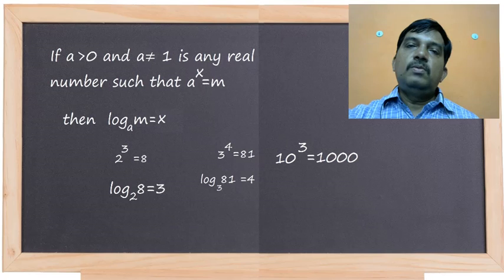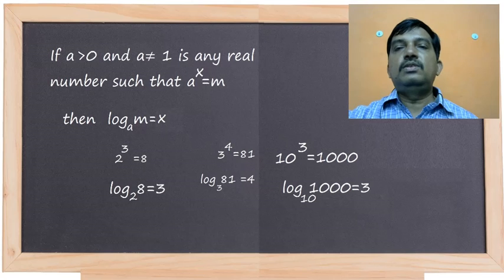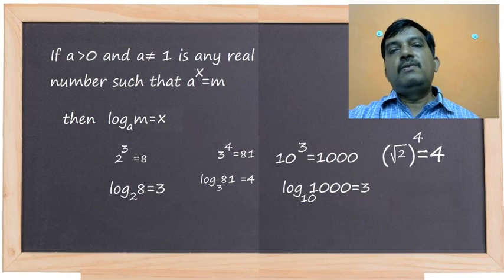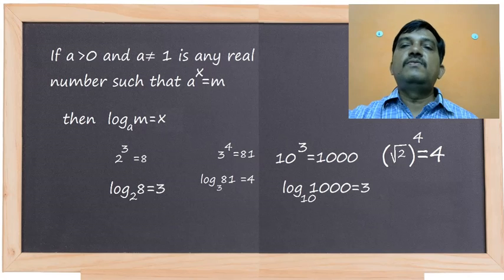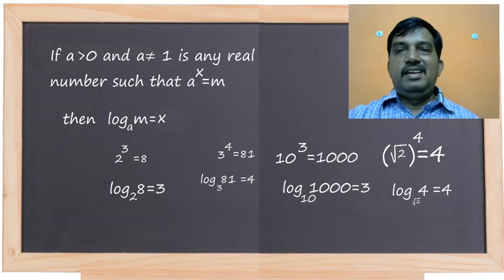What is 10 cube? 10 cube is equal to 1000. Therefore logarithm of 1000 to the base 10 is equal to 3. What is root 2 to the power 4? Root 2 to the power 4 is equal to 4. Therefore logarithm of 4 to the base root 2 is equal to 4.